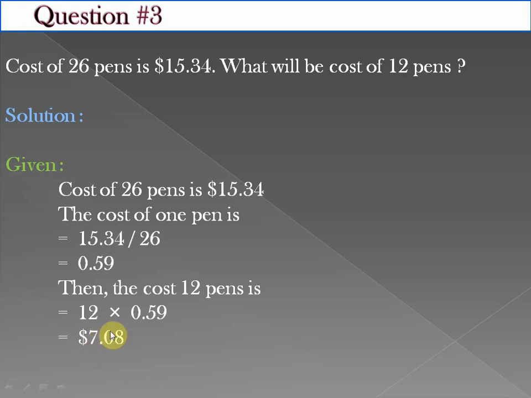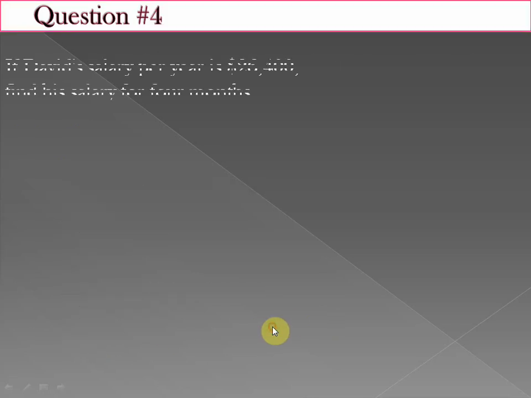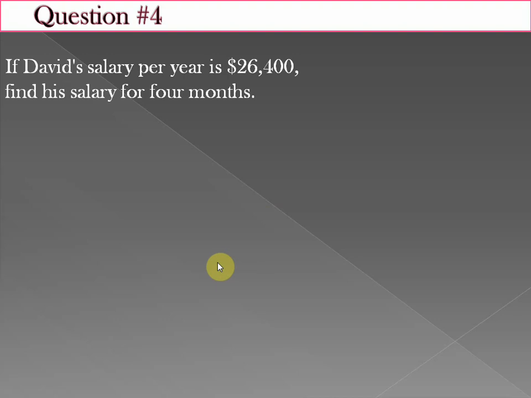This is the cost of 12 pence. Next, moving on, question number 2. These questions are all different types of quantities. You see that the previous ones were per liter: the oil per liter, the cost of the pencil, the cost of the fruit.